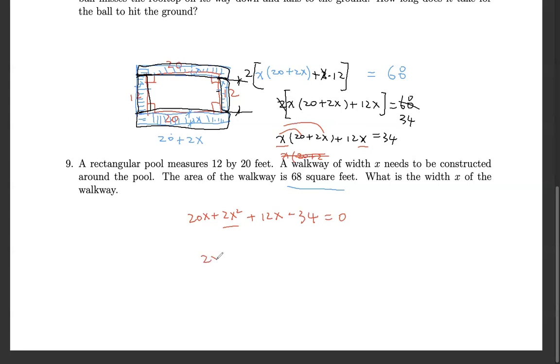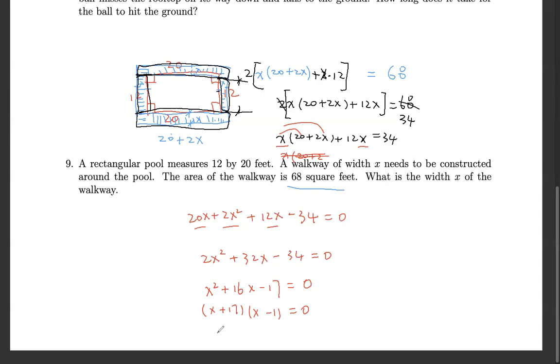So 2x squared leading, then 20x plus 12x, that's plus 32x, then minus 34 equals 0. I see a common factor of 2, so let's divide everyone by 2. I have x squared plus 16x minus 17, and 0 divided by 2 is still 0. Now this can be factored as x plus 17 times x minus 1, because 17 minus 1 is 16.